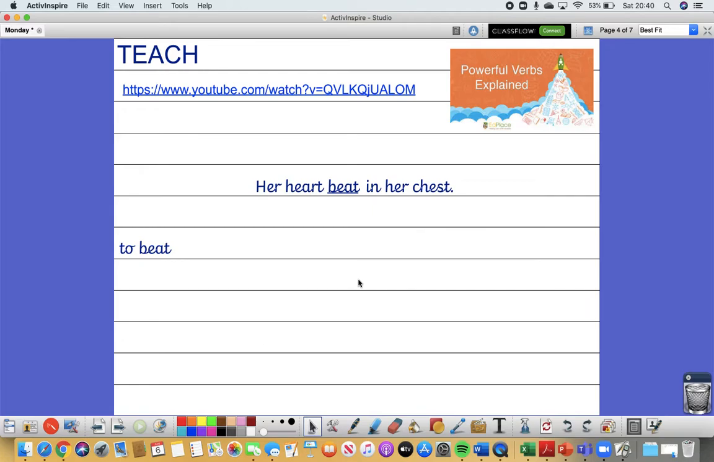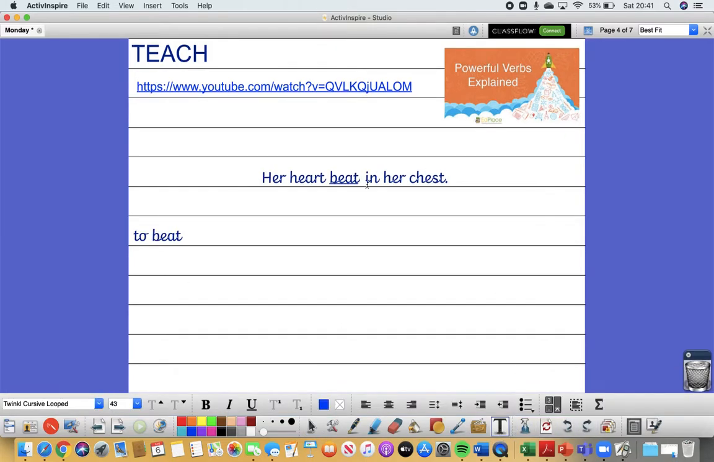Okay, so I have got a sentence here, and my sentence says, her heart beat in her chest. Now, in that sentence, the verb is beat, because the heart is doing something, the heart is actually beating. Now, in its infinitive form, the verb is to beat. In the past tense and in the future tense, we can change it, so it can be that it was beating as it's doing it right now. But I want us to improve that underlined word, that verb to beat.